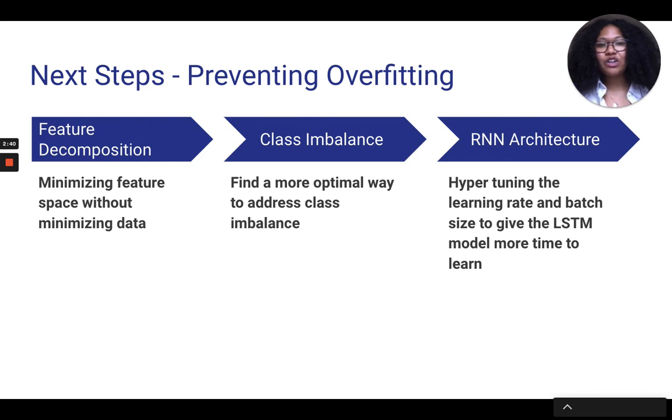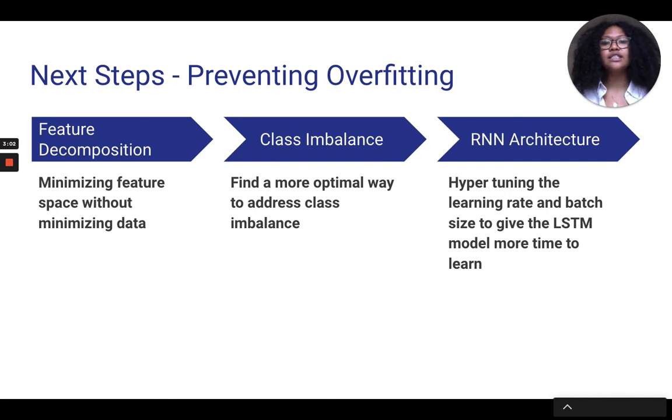So next steps, how do we increase model performance? Well, we need to prevent overfitting, and these are just some ideas to do so in no particular order. One would be to minimize the feature space without minimizing the data, so performing some kind of feature decomposition so that the models won't fit the data points so granularly.